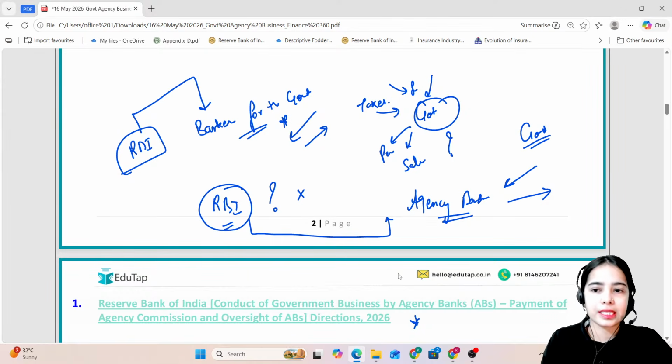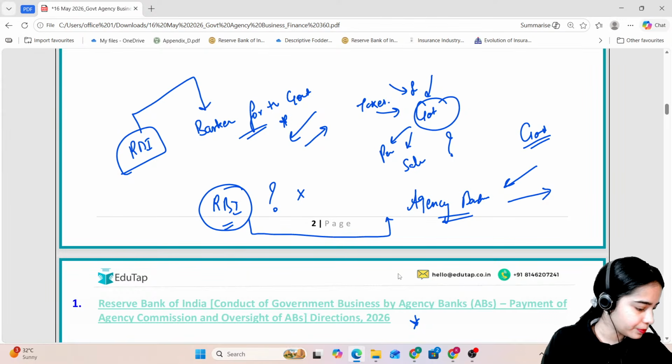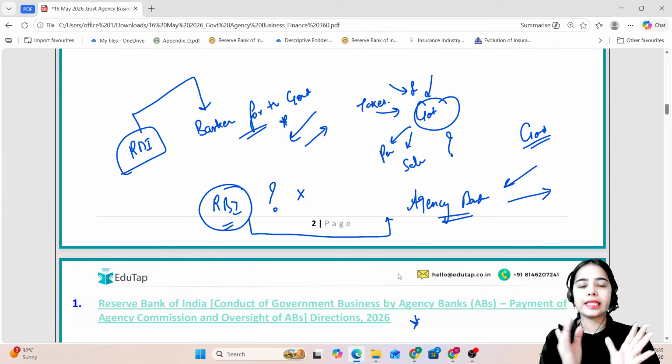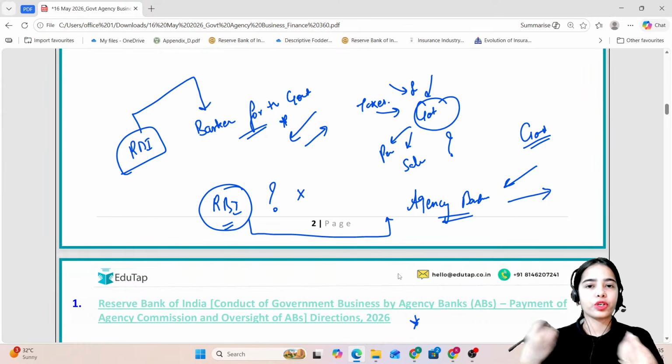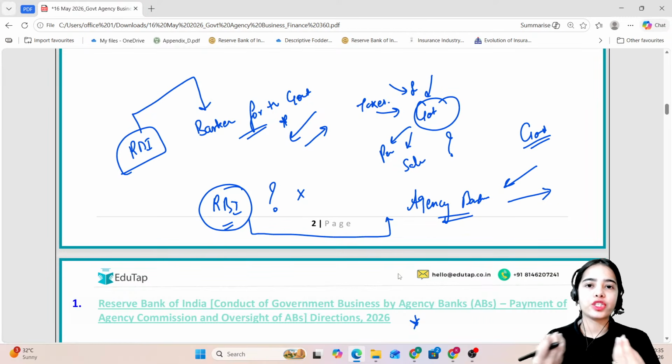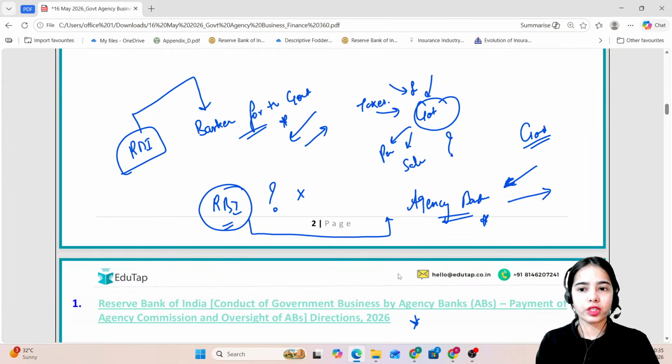Okay, so this is the idea. Any confusion first of all? So this is the broad idea that the RBI is the banker for the government. RBI has the responsibility to collect the receipts or make the payments on behalf of the government, but RBI cannot do it single-handedly. That's why the agency banks are authorized or appointed so that they can collect the receipts for the government and they can make the payments for the government.